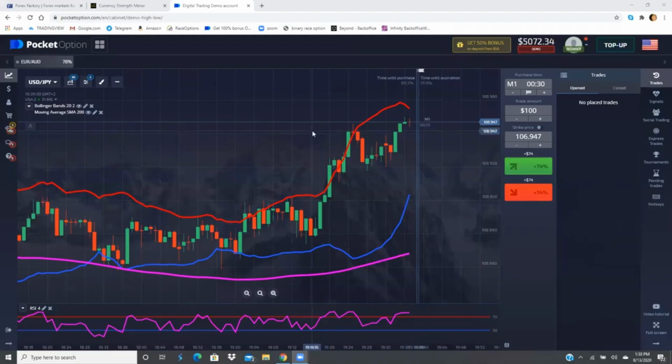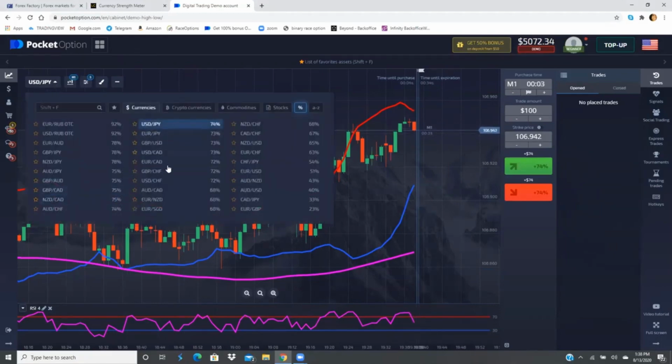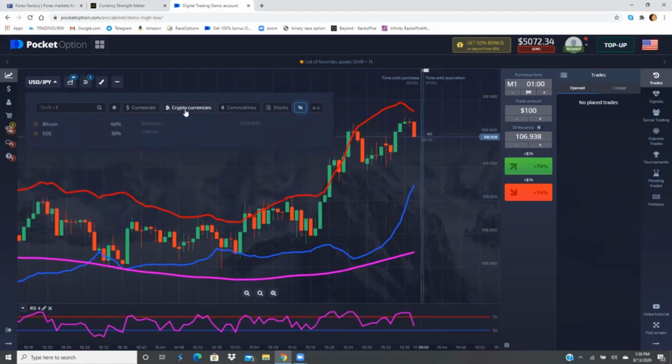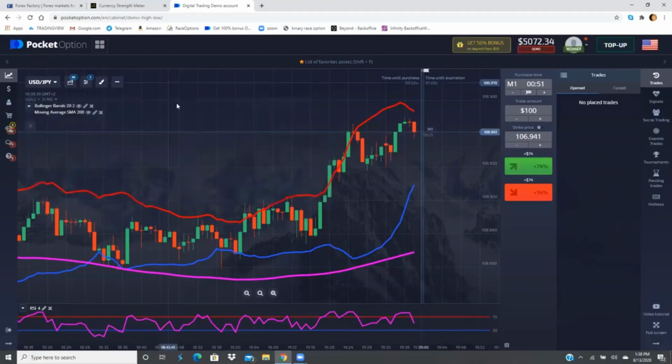So we are talking about Pocket Option. If you watched the first video, you would already by now have set up your Bollinger Band indicators, your moving average indicators, and your RSI, which is down here at the bottom. All of these are here. This chart is currently on USD versus JPY. If you wanted a different currency pair, you would click here and change to a different pair to trade. You can trade crypto, commodities, and stocks on this website. That's where you find it there.